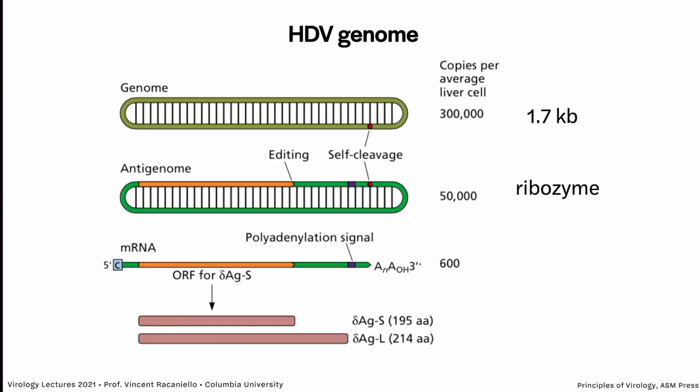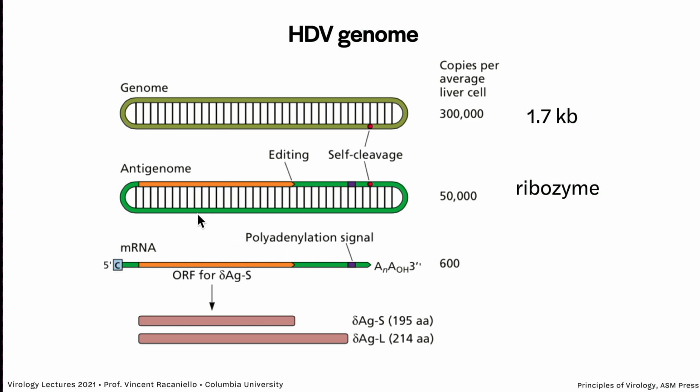The genome is shown here, very much like a viroid, right? It's a circular single-stranded RNA, extensively base paired. And this one is 1.7 kilobases. In an average liver cell, you'll find about 300,000 copies. So that's the genome. And then there's an antigenome that is made in infected cells. Of course, this one is the one that codes for proteins. And so the mRNA will be the same polarity as this antigenome. So it's almost like a negative strand RNA virus in a way.